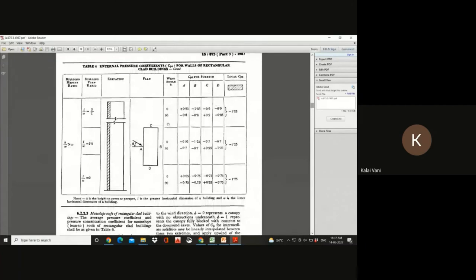For 0 degree and 90 degree, your wind angle is 0 and 90. Your L by W, here they have given up to 2. For the building plan ratio, here they didn't mention the height by width. It can be greater than 2. And here L by W equal to 2 alone they have given. But ours is 5. So you can consider the maximum case as this one.